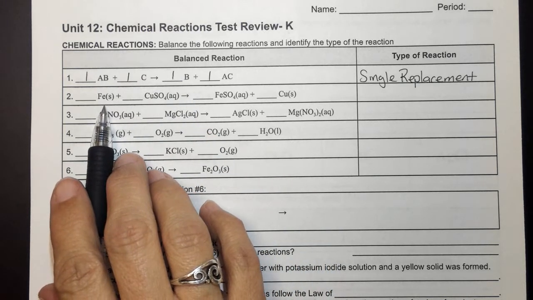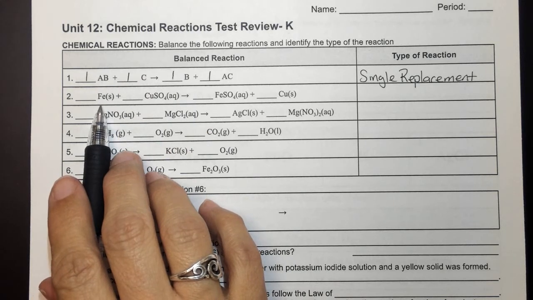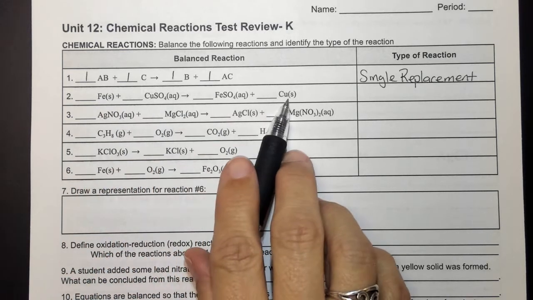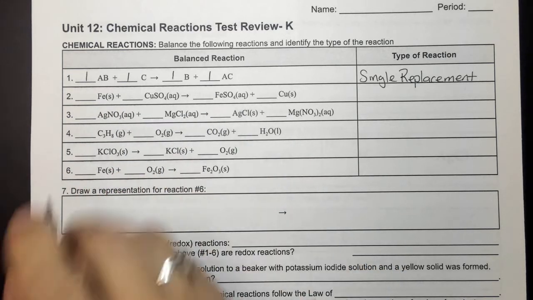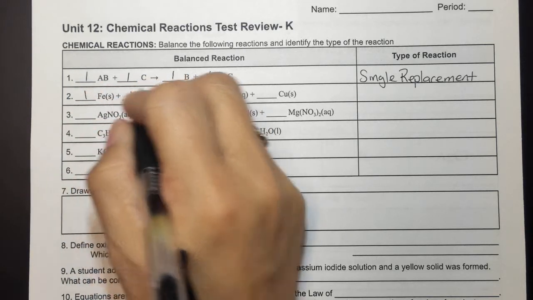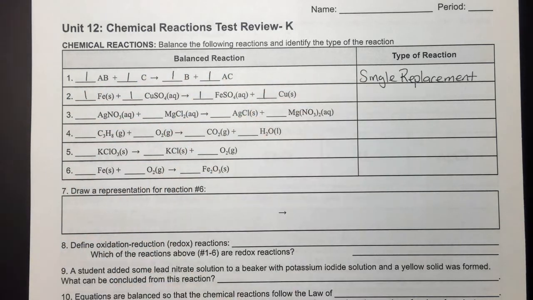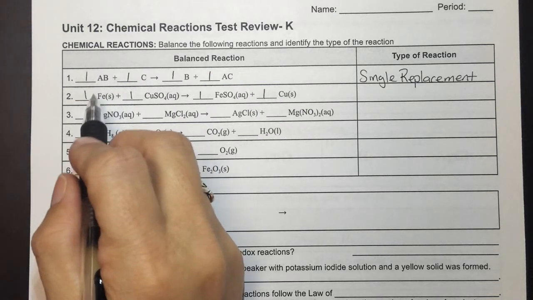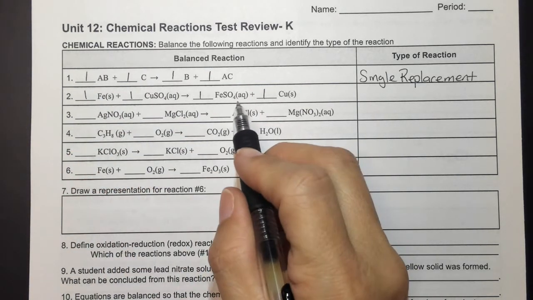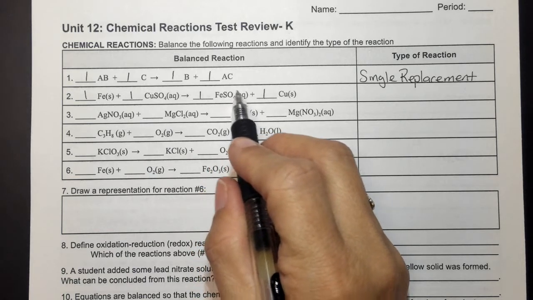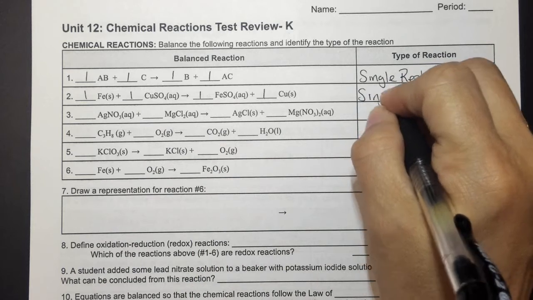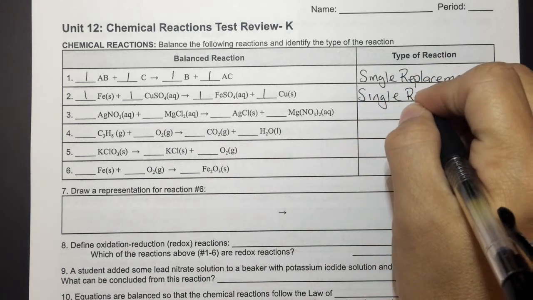Looking at reaction number 2, first we're going to start by balancing it, and it just so happens that I have an iron on each side, I have a copper on each side, and a sulfate on each side, so it's another easy to balance one across the board. And it follows that same pattern: iron's the single thing. On this side of the equation, iron has a partner and copper's by itself. So that is also single replacement.